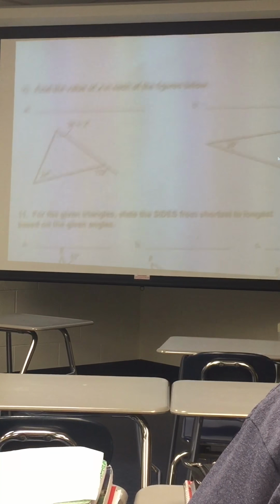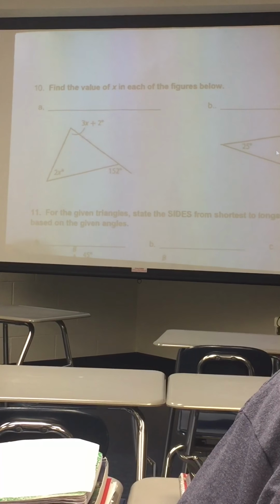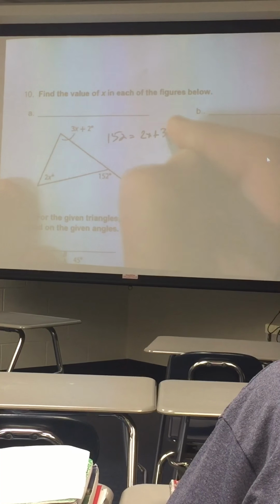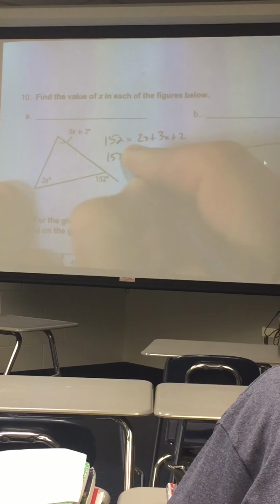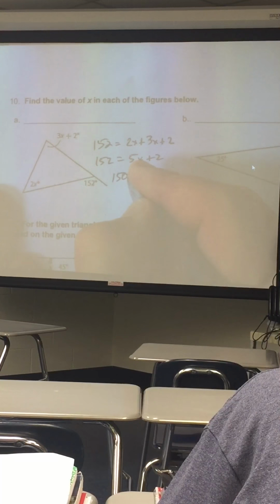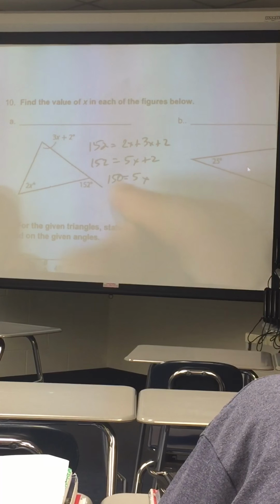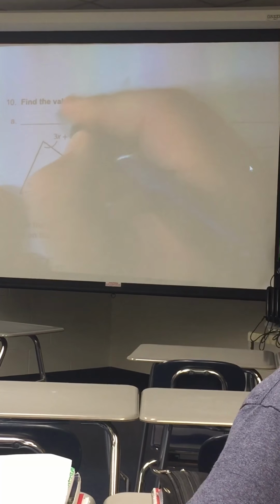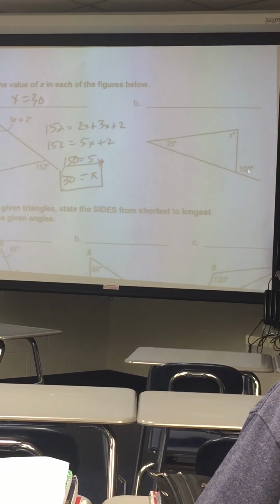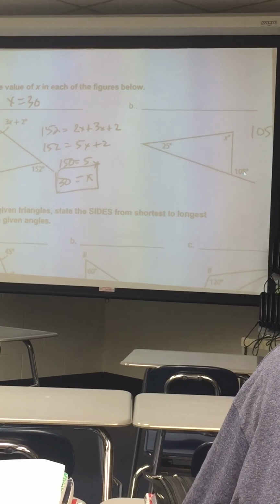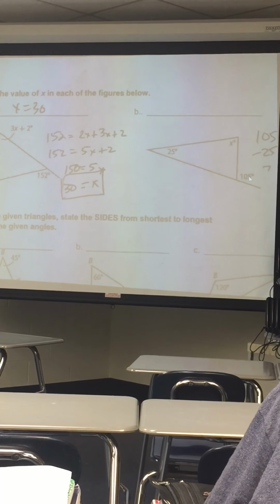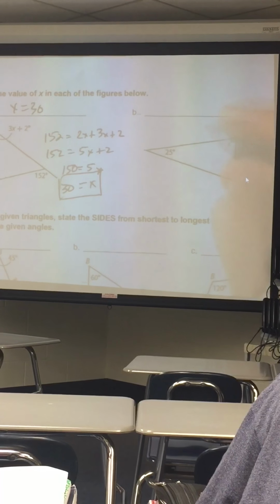Number 10, another one of these exterior angle theorem problems. 152 is equal to 2x plus 3x plus 2. 152 is equal to 5x plus 2. 150 is equal to 5x, and then x is equal to 30 degrees. All right, another one. 105 is equal to 25 plus x. If I subtract 25, that looks like 80. 80 equals x.